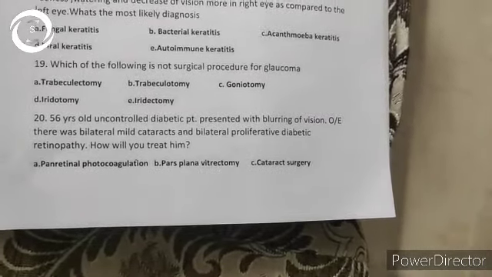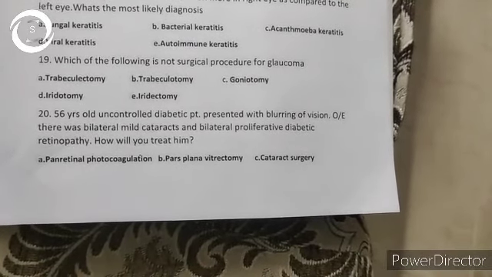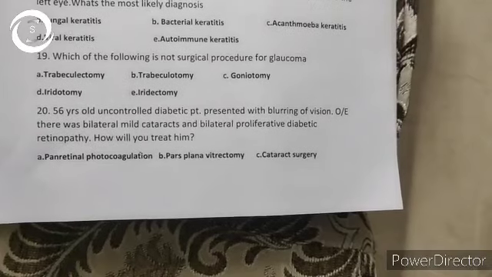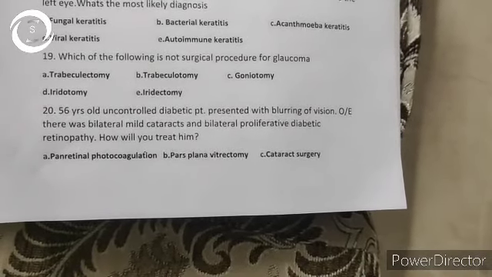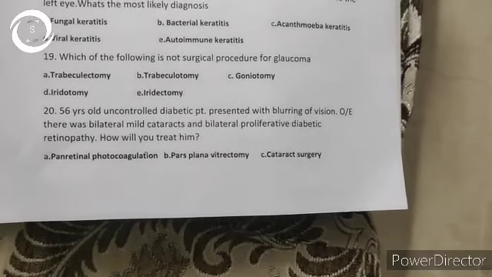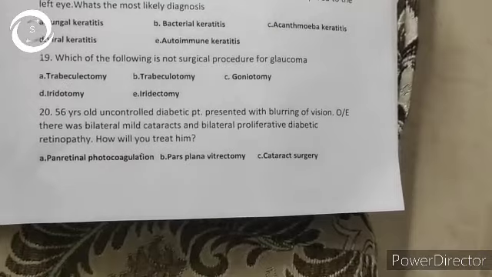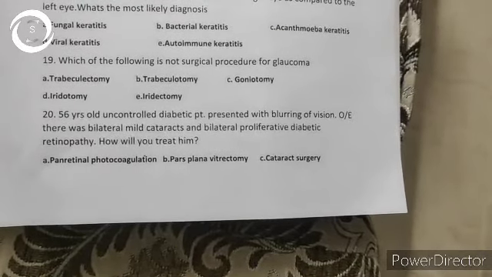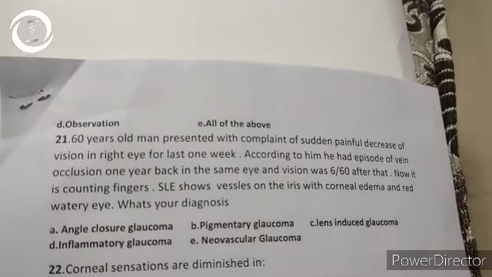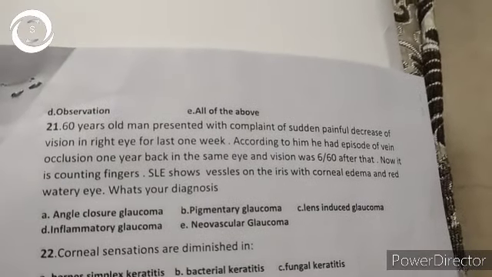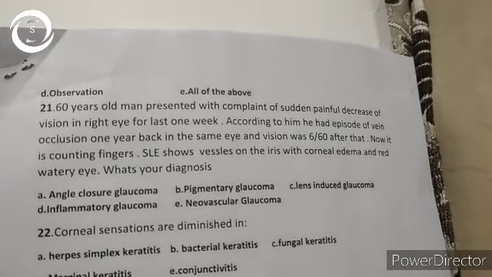Now question number 20. A 56 years old, uncontrolled diabetic, presented with blurring of vision. There are bilateral cataracts and bilateral proliferative diabetic retinopathy. How will you treat him? Now the options are pan-retinal photocoagulation, pars plana vitrectomy, cataract surgery, observation, all of the above.